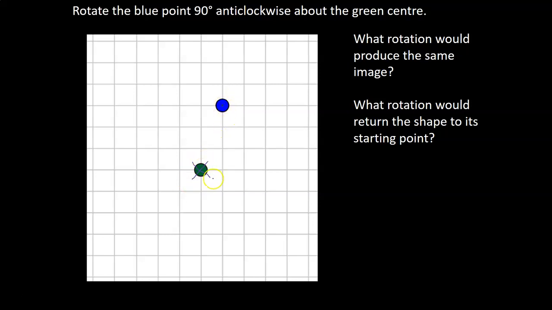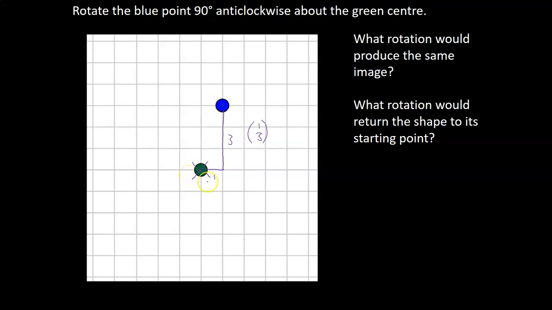Here's my blue dot. I'm going to work out the vector to get to my blue dot. So it's 1 across and 3 up. So my vector to get to my blue dot is 1, 3. I'm going to rotate my vector rather than the dot here.